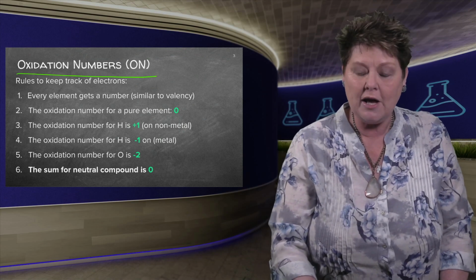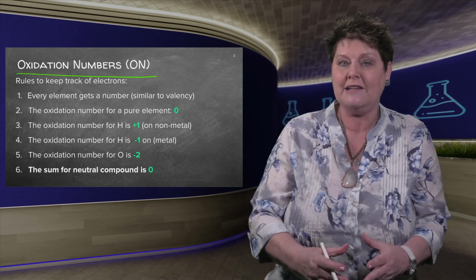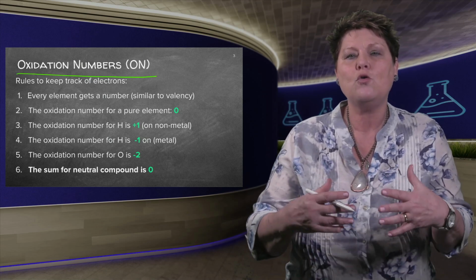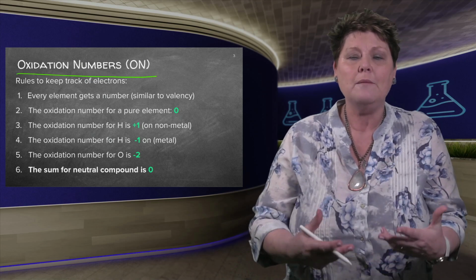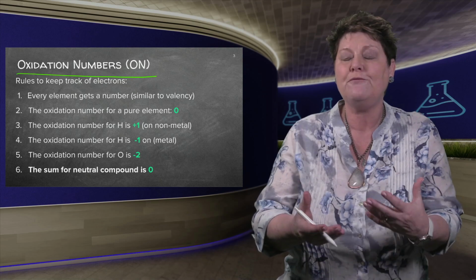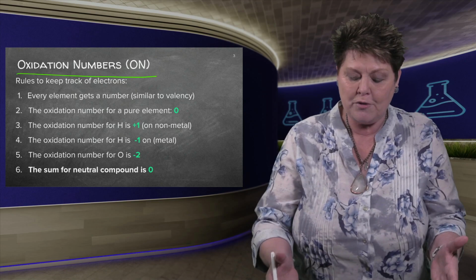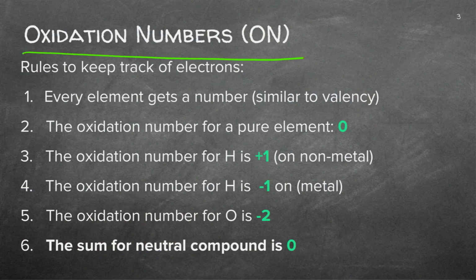Now let's have a look at the rules. Unfortunately, you'll have to know these rules and memorize them, because they will not be provided to you. But some of them are quite obvious if you have a look at your periodic table and all the knowledge that you have previously acquired. So let's have a look at the rules.